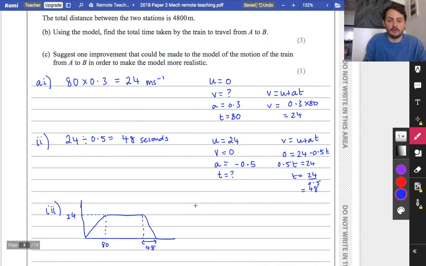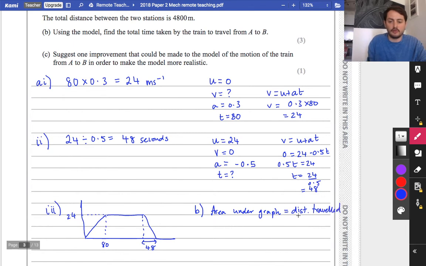Part B of the question says that the total distance between the two stations is 4,800 meters. And actually all the units so far are in meters, so we don't need to do any conversions. Let me see what the question says. Using the model, find the total time taken by the train to travel from A to B. Well, this is A at the beginning, and this is B where it comes to the next station. Now, if you remember, the area under the graph is equal to the distance that is travelled.